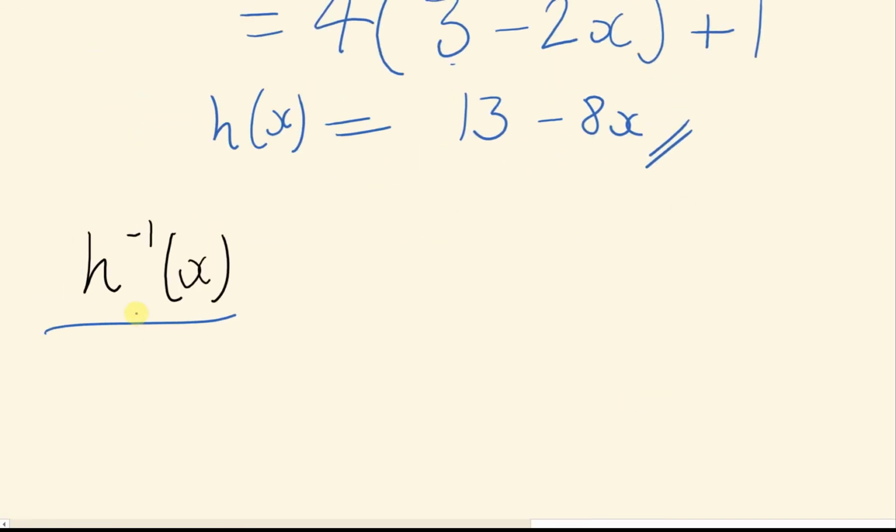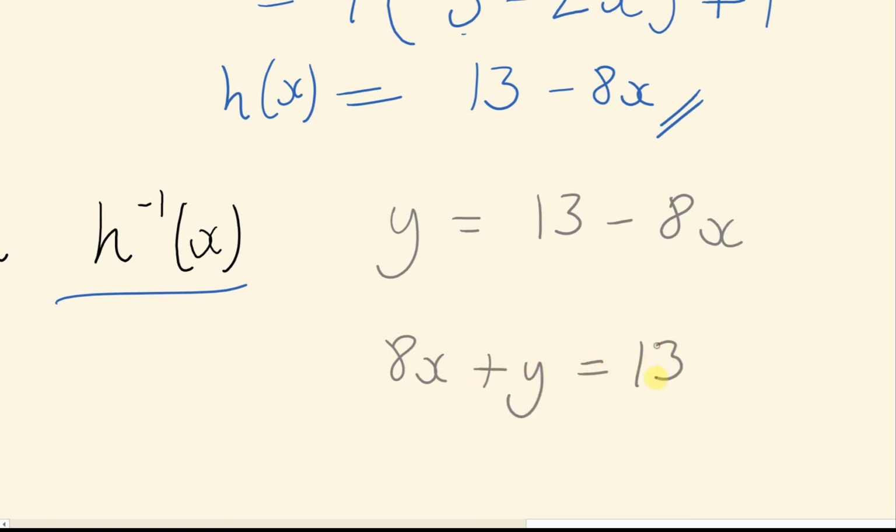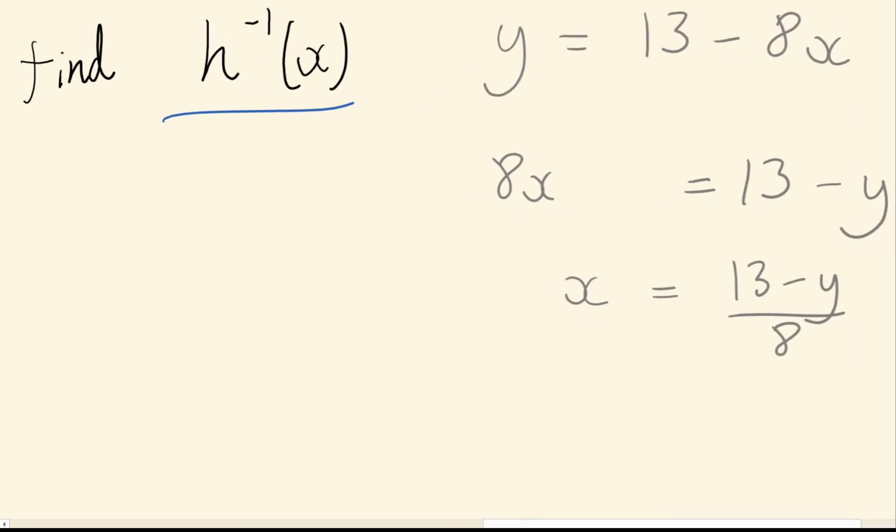In this question, we want h to the minus 1 of x. So to do that, what we've just been doing, we're going to change the subject. So replace h of x with a y. I'm just going to rearrange. This one's quite nice, there's no fractions involved. I'll take the 8x across, so 8x plus y equals 13. Opposite of plus y is minus y, and then we can just divide through by 8. So 13 minus y all over 8. And that's my inverse function. H to the minus 1 of x, remember you have to replace this y with an x, so 13 minus x all over 8.